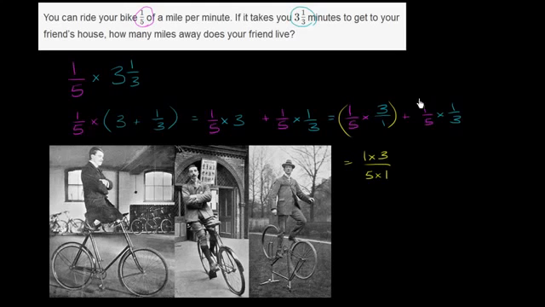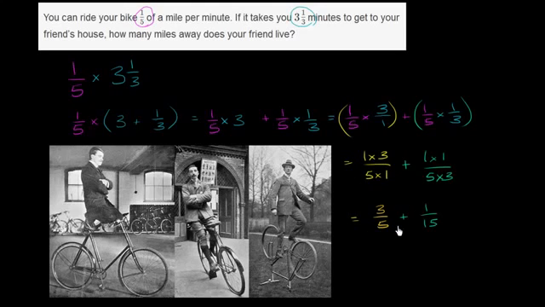And remember order of operations, we want to do our multiplication first. So this business is going to be 1 times 1 over 5 times 3. And so that's going to be equal to 3 over 5 plus 1 over 15.